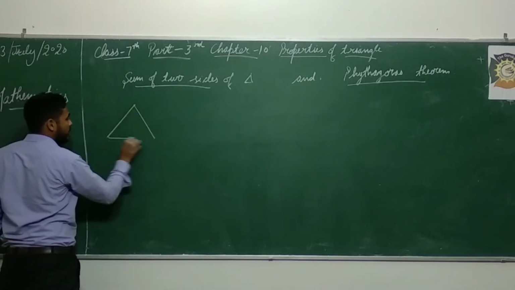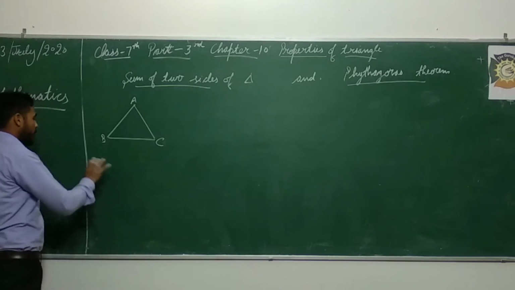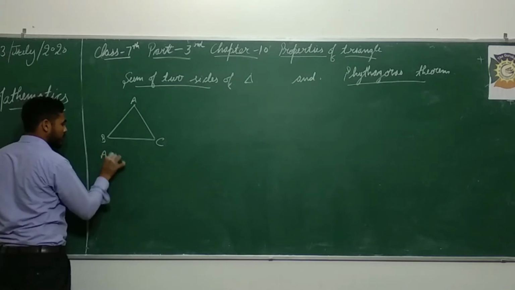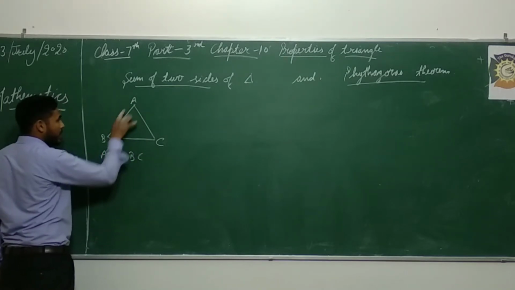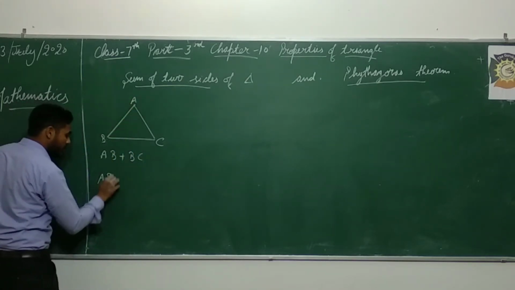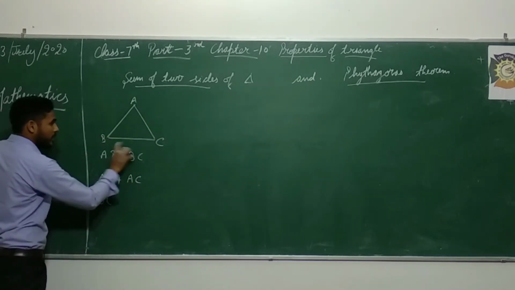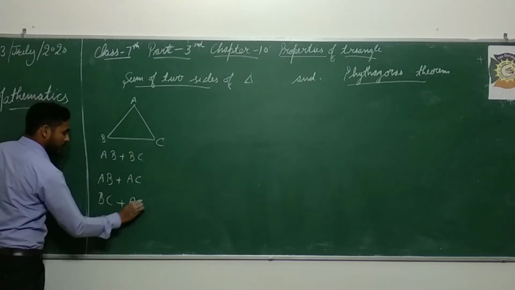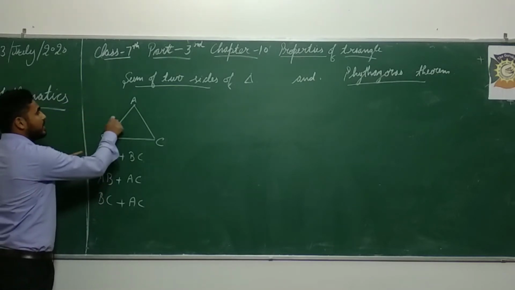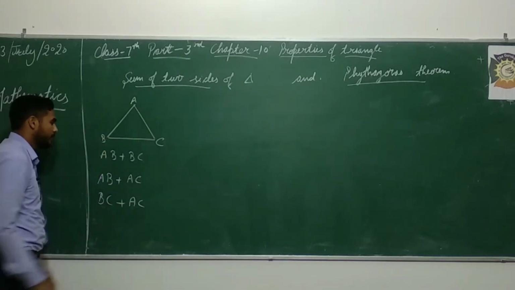We draw a triangle A, B, C and we add two sides. First of all, AB plus BC. After that, AB plus AC, and after that BC plus AC. Let's see. Firstly, I add this and this. Secondly, I add this and this. And thirdly, I add this and this side.